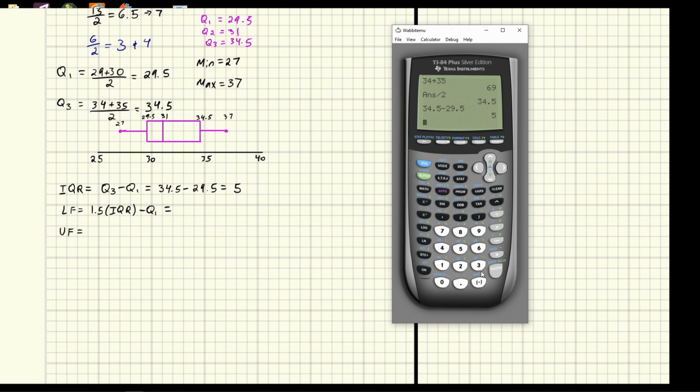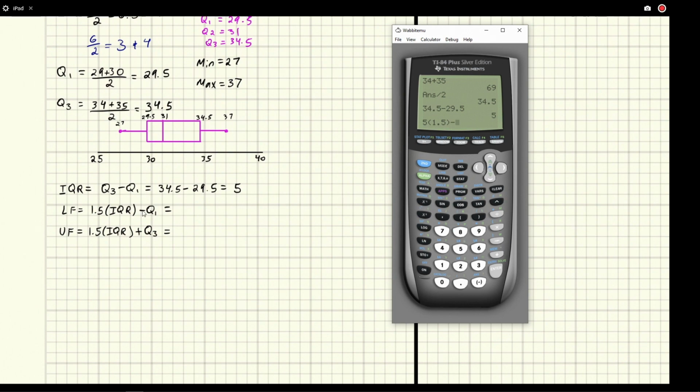So if a number's lower than this lower fence, it's an outlier. And if it's above this upper fence, it's an outlier. So we're going to have 1.5 times the IQR, but this time we're going to go above Q3. So if that would be the numbers too big. So that's going to be 5 times 1.5 minus Q1. Minus Q1 is 29.5.